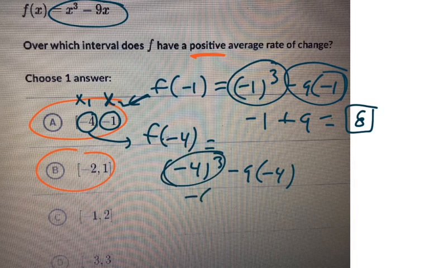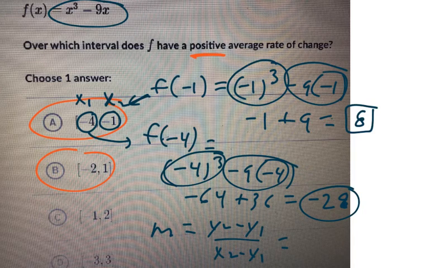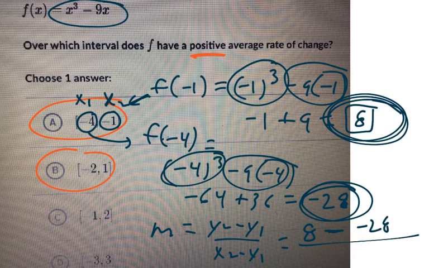And that's going to be negative 64. That's going to be positive 36. So what is negative 64 plus 36? That's negative 28. Again, if you had to, you could use your calculator. So our average rate of change, remember, slope is always y2 minus y1 over x2 minus x1, right? So we're going to take our y2, 8, minus our y1, negative 28. That's going to be divided by our x2 was negative 1.